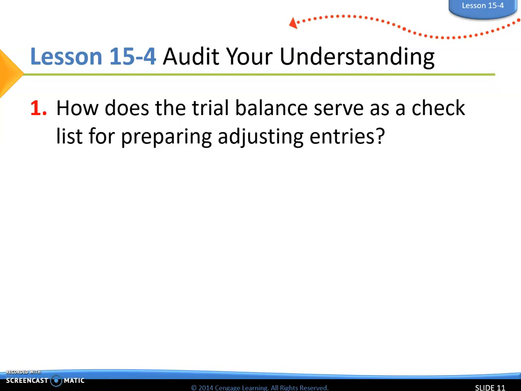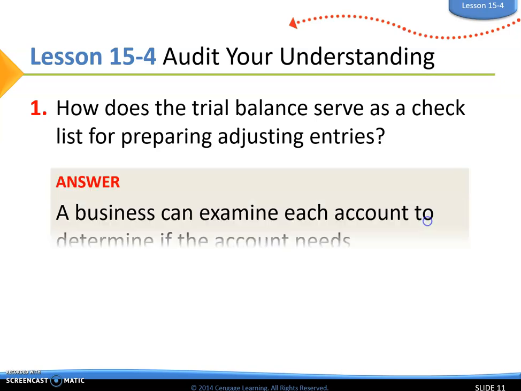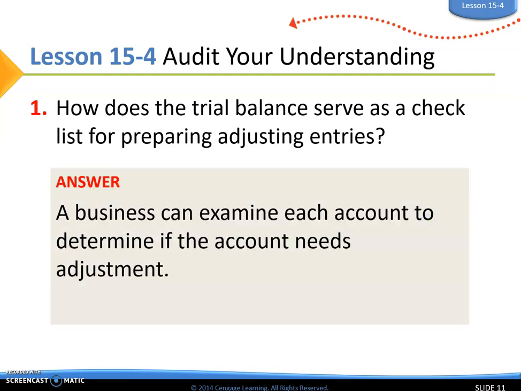All right, so audit your understanding. Number one, how does the trial balance serve as a checklist for preparing adjusting entries? So a business is going to examine each account to determine if the account needs to be adjusted. So this is where we are going to look at supplies. Okay, what is actually in that account on the balance and what should that account read? So it really just helps us check, do we need to make changes to different accounts?